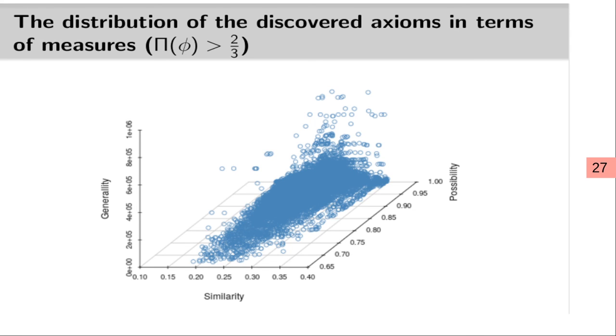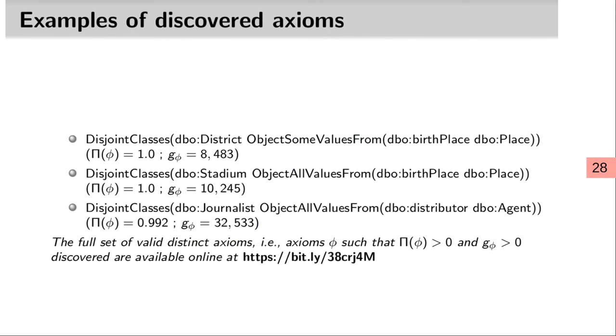We also consider the distribution of discovered axioms in the best setting relative to the similarity coefficient, and we can see the majority of the axioms have similarity below 0.35. It means there is a good diversity of the classes and the properties in the components of the axioms. And the slide indicates several examples of discovered axioms with high quality, with high possibility and high generality. To access the full set of valid distinct axioms, you can follow the link indicated in the slide.